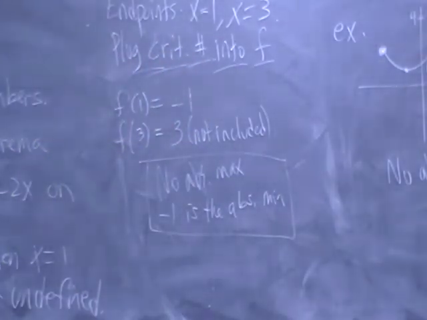There wouldn't be any relative extrema because, even though this is a parabola, parabolas aren't going to have any relative extrema here, are they? They're just going to have an absolute max or min.